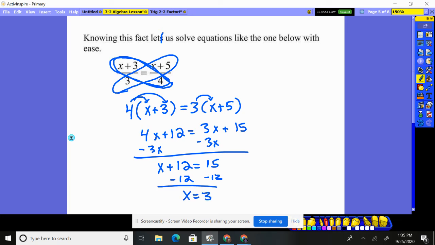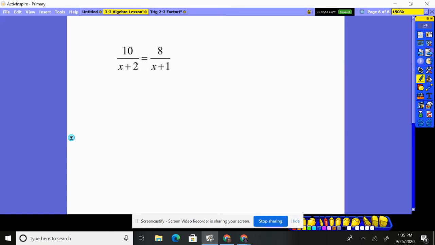And you could plug it in there. 3 plus 3 over 3 equals 3 plus 5 over 4. 3 plus 3 is 6. 6 divided by 3, that whole thing gives you a 2. 8 divided by 4 gives you a 2. Yep, that's the value that'll make it true. All right, let's take a look at this guy.